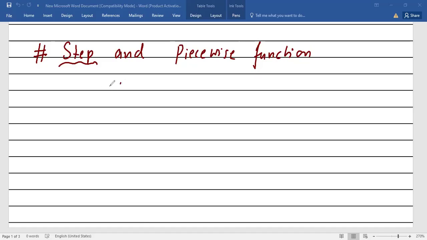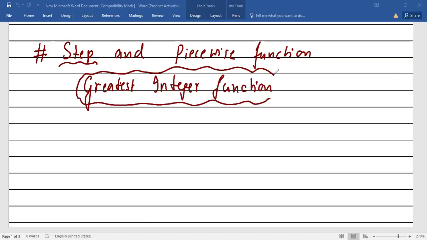What is a step function? The most famous of the step functions is the greatest integer function. This is one of the famous step functions. Its symbol is f(x) equal to, we write it like this. It's not the normal bracket, so to avoid confusion with the bracket, we normally write two such brackets combined. So this is the greatest integer function.